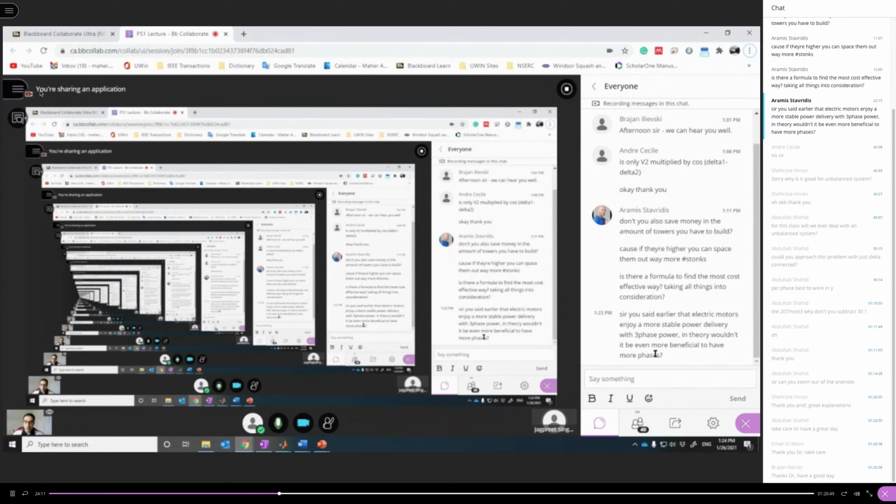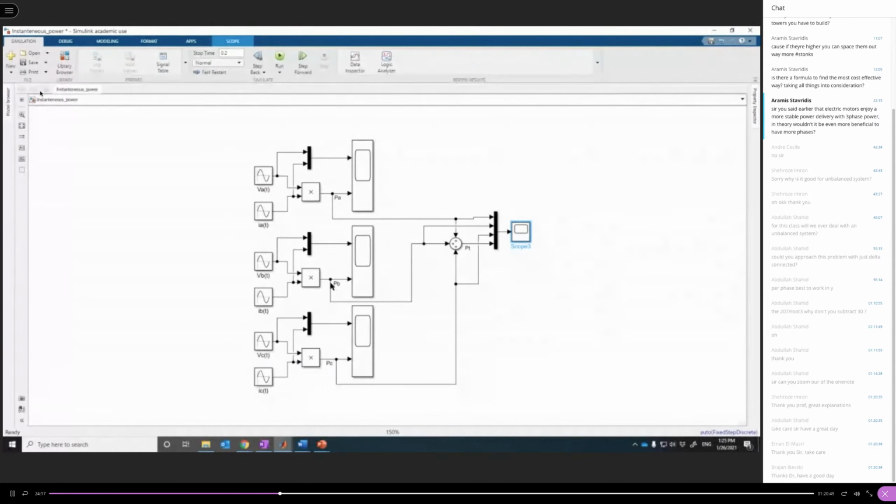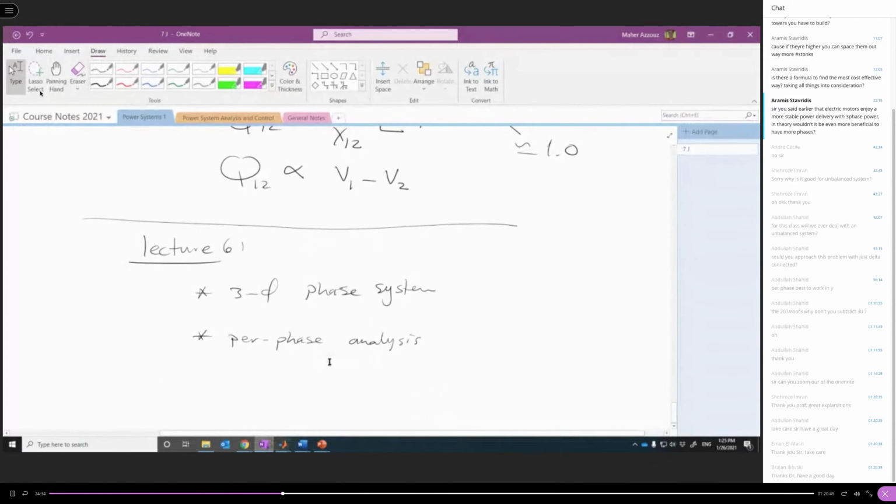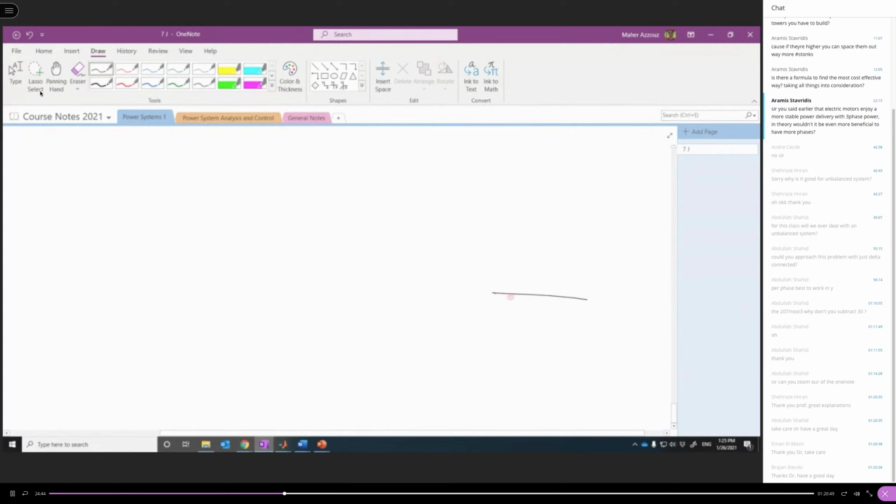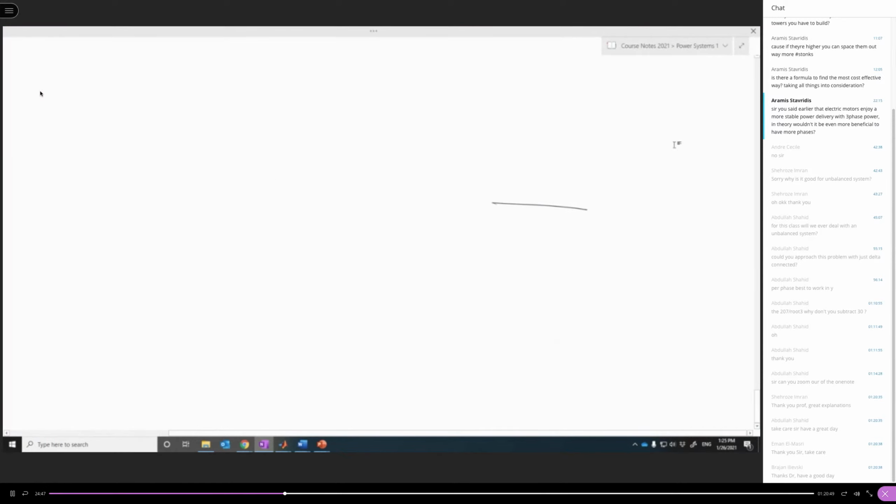Like here, let me go to the Simulink model. So the reason why we don't go with more phases is to reduce the complexity of the analysis and the complexity of construction. And if we want 6 phases, we can build 2 circuits instead of a single circuit. So here, let's say you wanna have 6 phases. If you wanna have 6 phases, then what you need to do is having a circuit here. Yeah, there is a delay. Sorry about that.